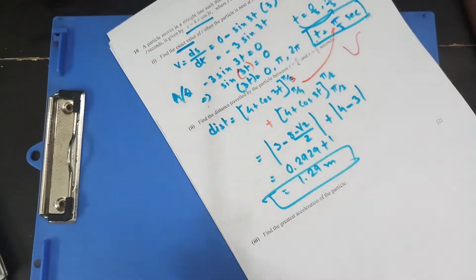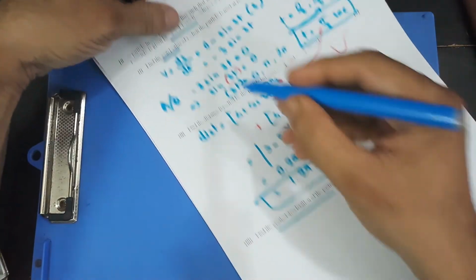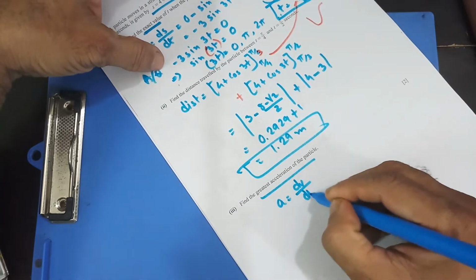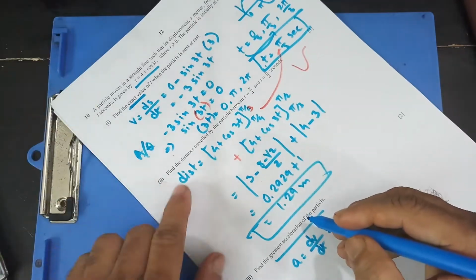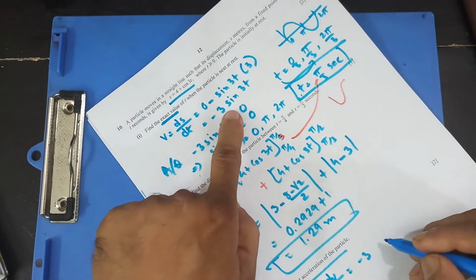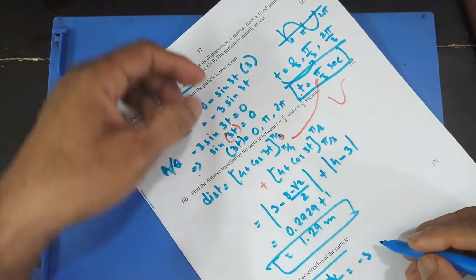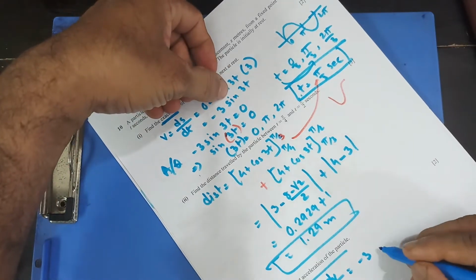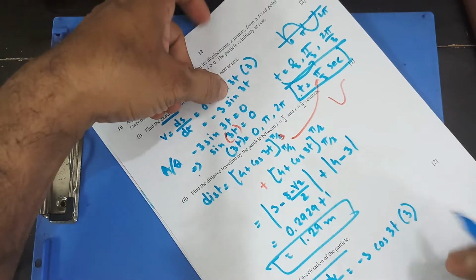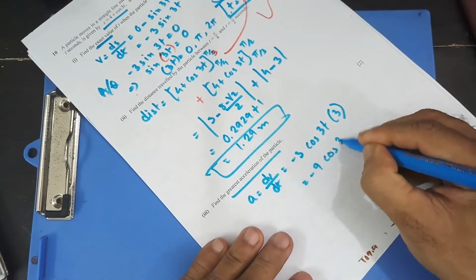Okay, next one, find the greatest acceleration of the particle. Okay, the greatest acceleration means a equals dv/dt. And that's going to be v. I had this, so from this, minus 3 and sin 3t, when we differentiate it's going to be cos 3t, and then 3t differentiate again, it's going to be 3. So it's minus 9 cos 3t.